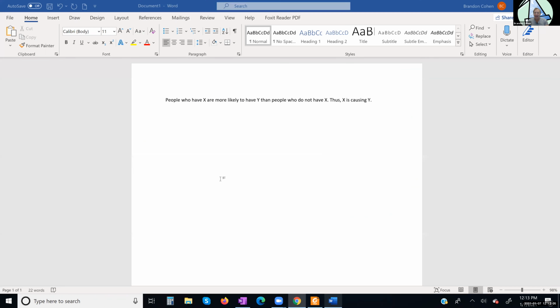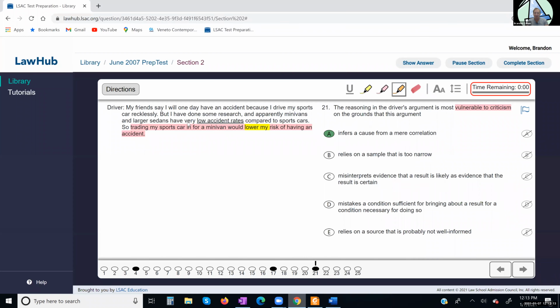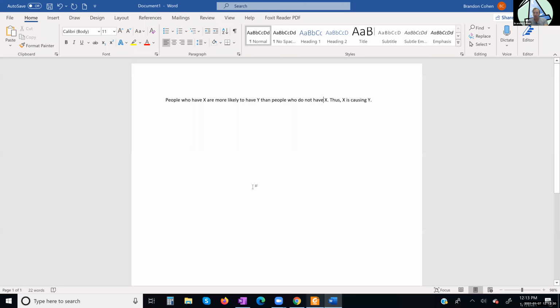I did this intentionally because I knew this was the next question. People with X are more likely to have Y than people who do not have X. Where is the equivalent of that? Right here in this orange statement. I have done some research. It's apparently minivans and large sedans have low accident rates compared to sports cars. So this group has low rates compared to that group. They are giving you statistical analysis of two groups. The truest correlation is X versus not X.